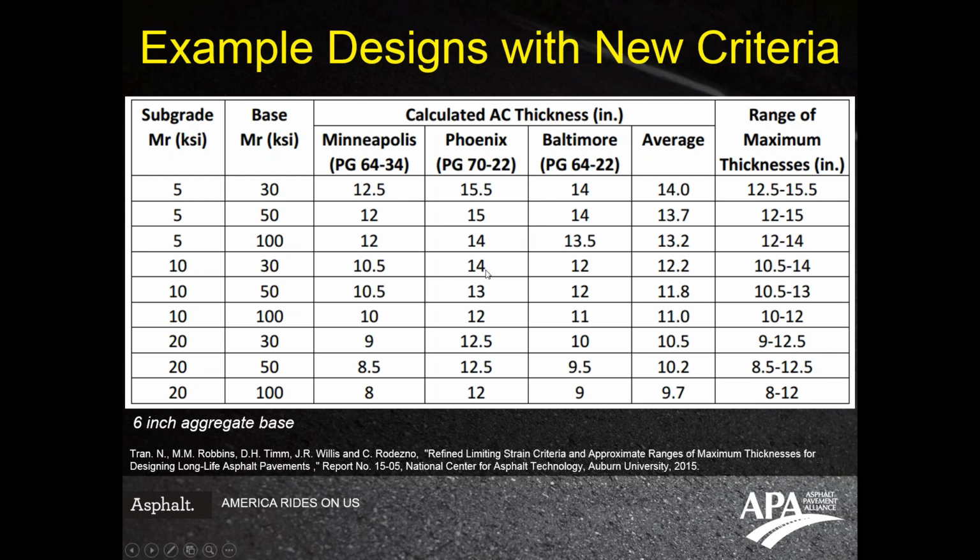And you can look in and see, okay, in Phoenix, with a subgrade of 10 KSI, base of 30, we've got 14 inches there. This gives us a general idea. If we look at the furthest column to the right, it gives us a general idea of what kind of range we are looking at when it comes to perpetual pavement structures. So on the low end, under these conditions, we're down around 8 inches, and on the high end, we're up around, I guess, 15.5. And that gets us into the right ballpark.